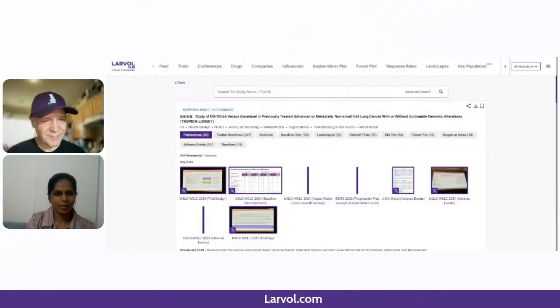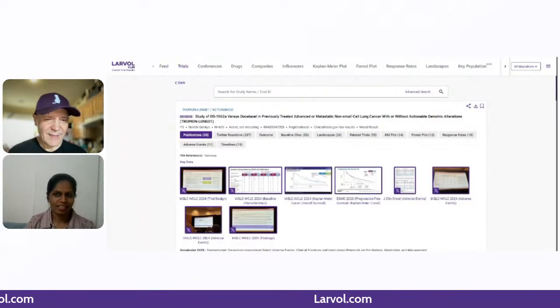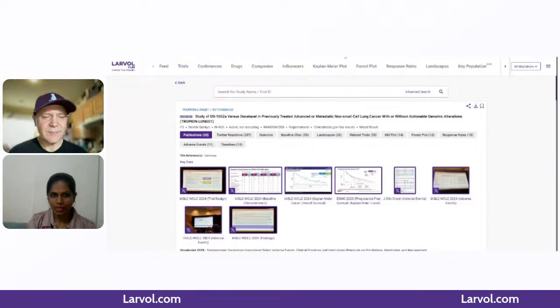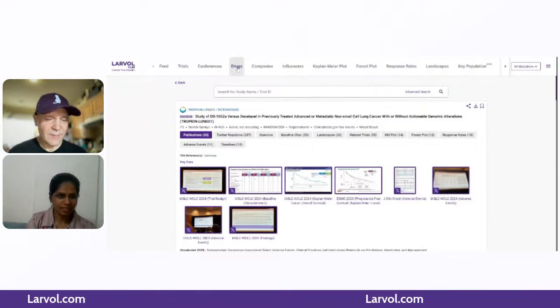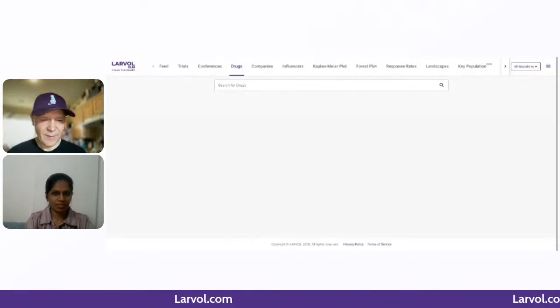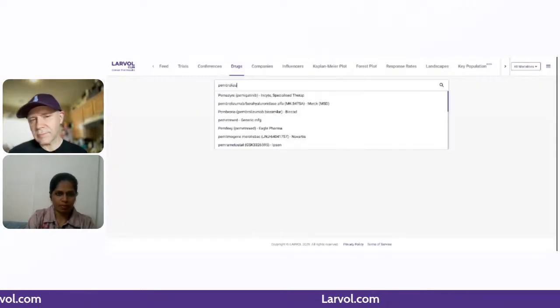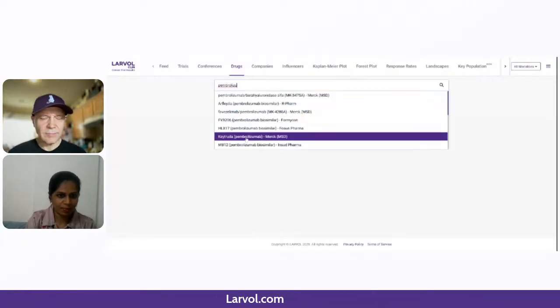Yeah. Hi, Bruno. So today we are discussing the population and the standard of care treatments for the population tab. So before we go there, I wanted to show certain features under the drug. Okay, so this is the drugs tab. So here, for example, if I search with pembrolizumab, which is a well-known drug.